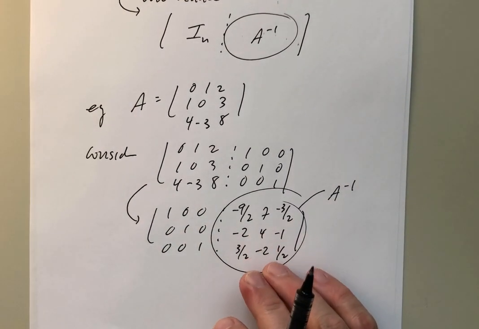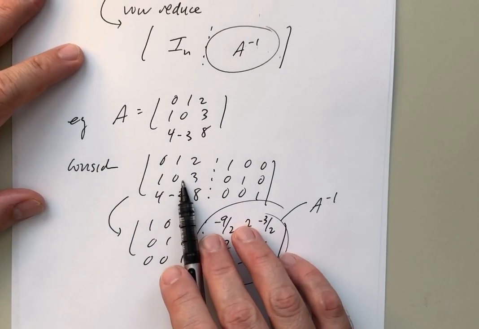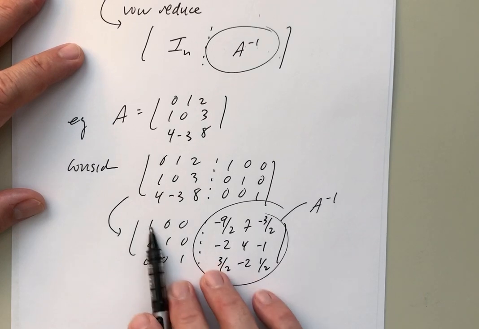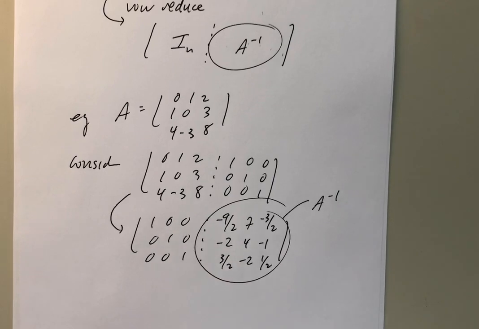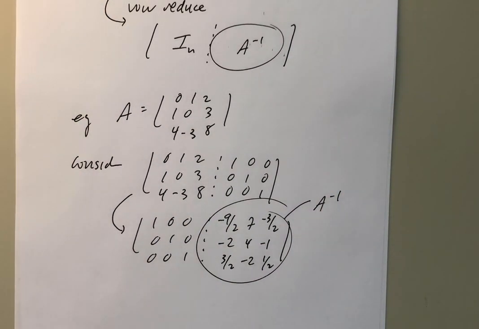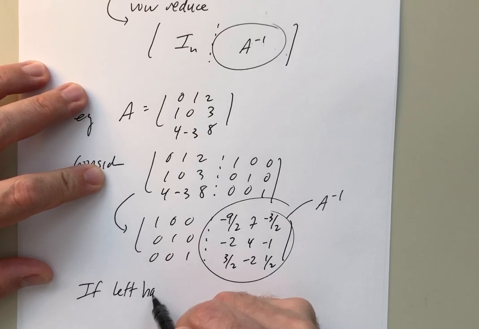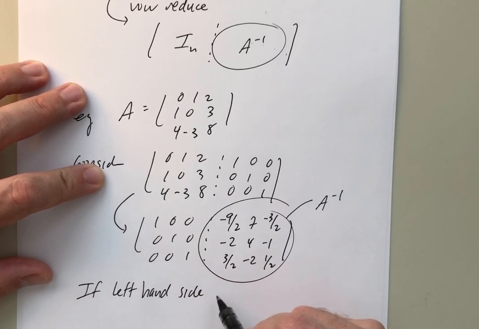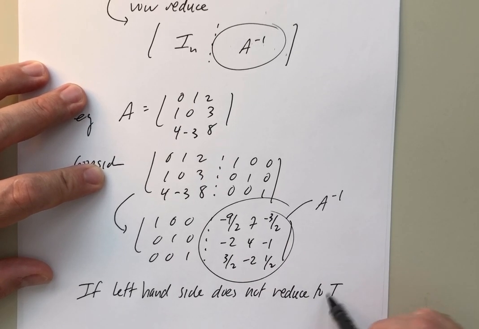Okay, and the last thing I want to mention is that if it so happens that you row reduce this and you don't get the 3 pivots, right? You don't get the identity matrix here, then you know that it's actually not an invertible matrix. That's a nice feature of this algorithm, that you can also tell when the matrix is not invertible. So the last thing I'll say is that if the left-hand side does not reduce to I_3, then A is not invertible.